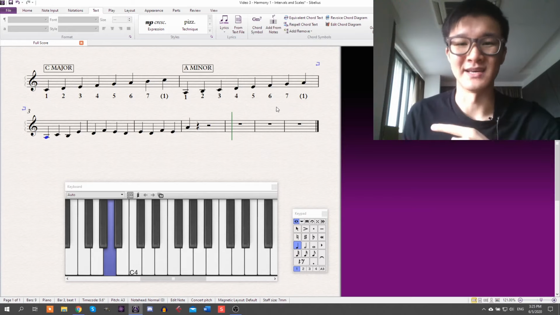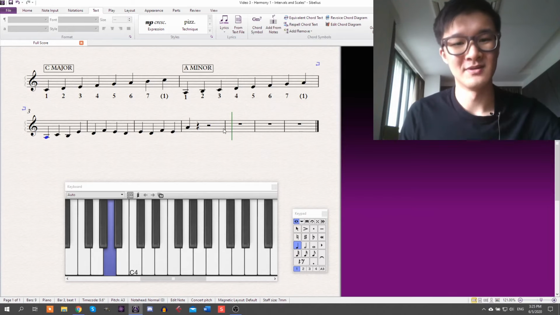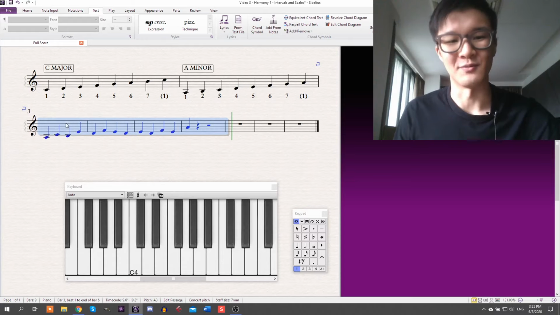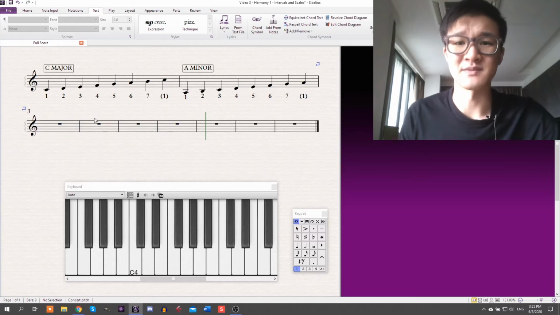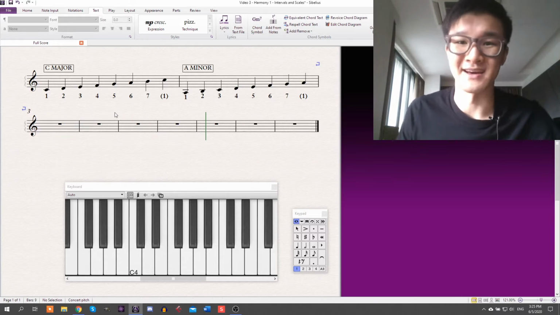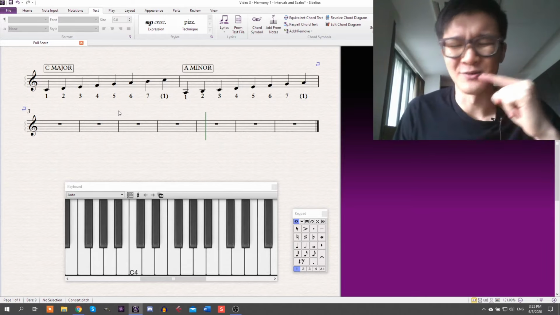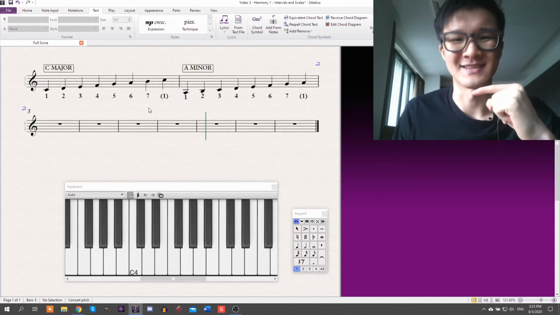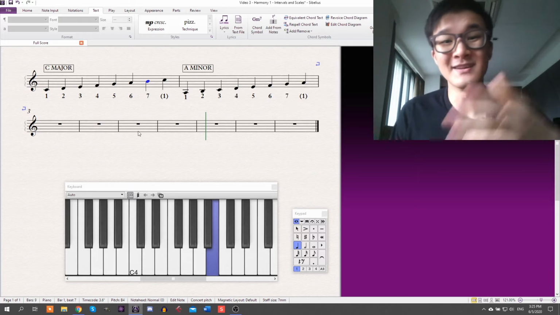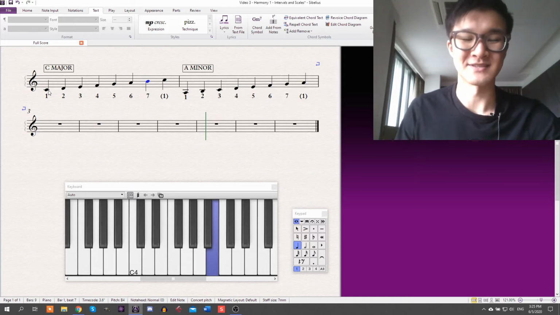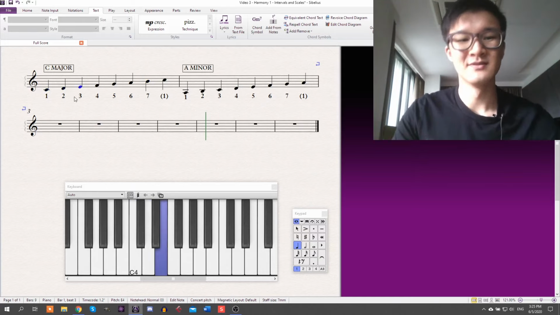But there's one more note that is particularly important in the scale. Because if every note wants to go to 1, surely some notes must want to go to 1 more than others. And the note that wants the 1 so bad more than any other note in the scale is 7. Now I can play this quite simply by going through the C major scale. We just go up 1, 2.